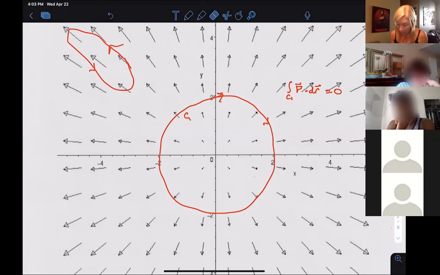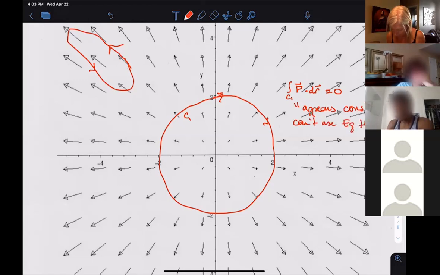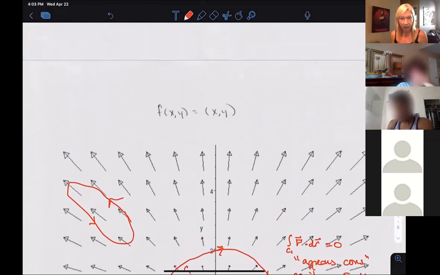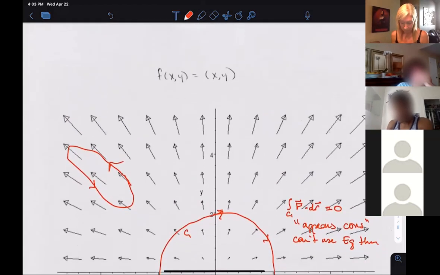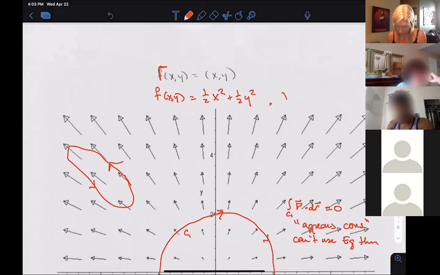So it appears conservative, but we can't use the equivalence theorem. What we'd have to do is try to find a function whose gradient is F. And that's easy enough to do. If I had 1/2 x squared plus 1/2 y squared, then its gradient would be capital F. Okay, so it is conservative.